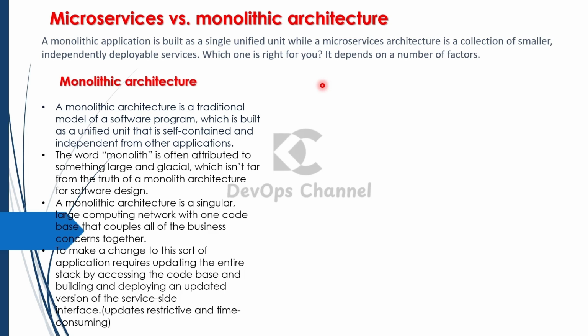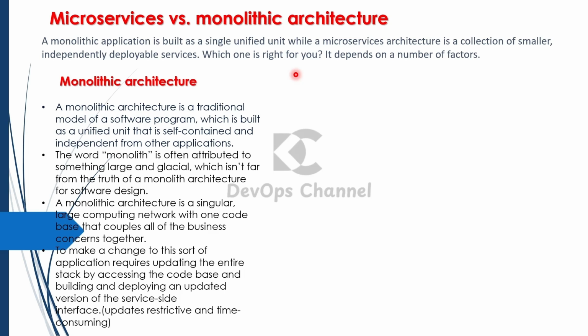Let's understand it. In overview, a monolithic application is built as a single unified unit, as the name suggests, mono. While a microservices architecture is a collection of smaller, independent, deployable services. Which one is right for you depends on a number of factors. We will see that, and also the advantages and disadvantages of these architectures.